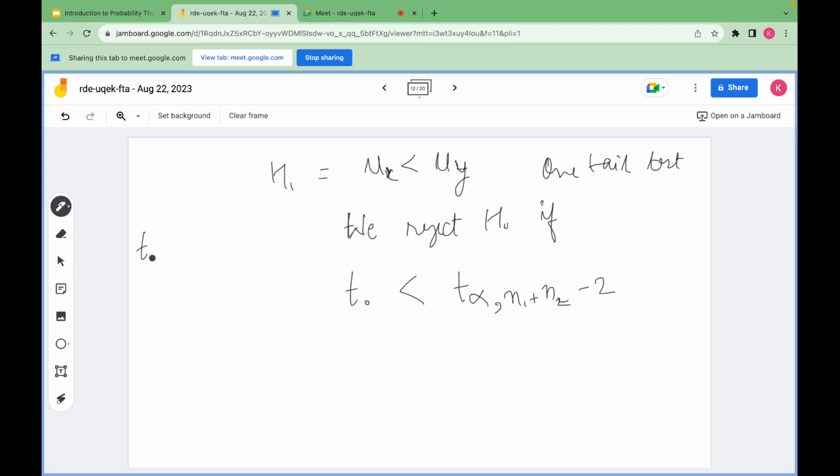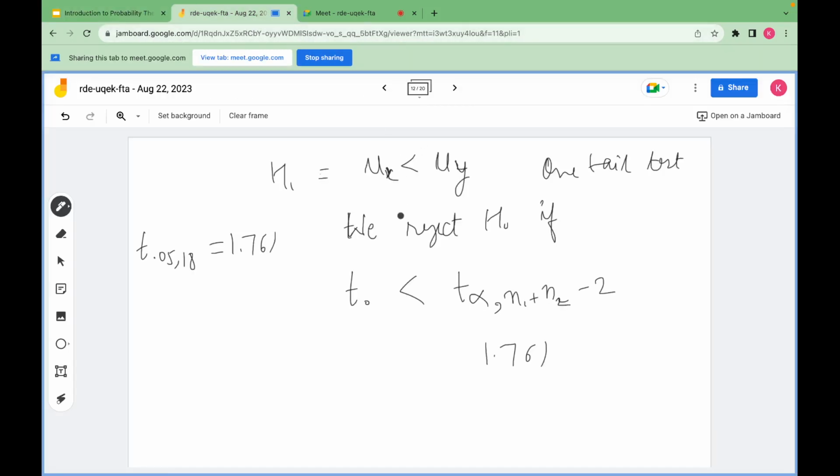So this alpha is 0.05 and n1 plus n2 minus 2 is 18. This value comes out to be 1.761. Is the alpha value given in that question? Yeah, it is given. Okay. And if it is not given for a question, you take alpha as 0.05. If alpha is not given, you can take it as 0.05. Okay, you need to mention that we are taking alpha equal to 0.05.